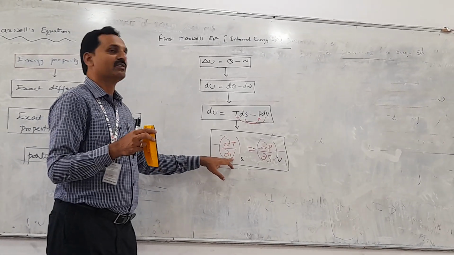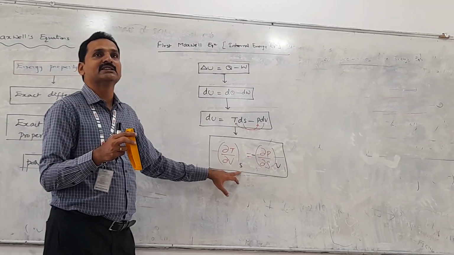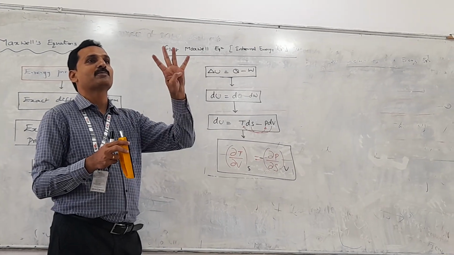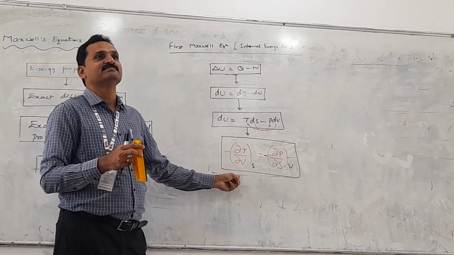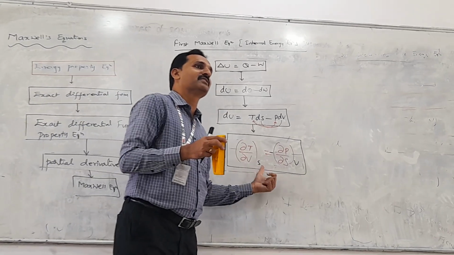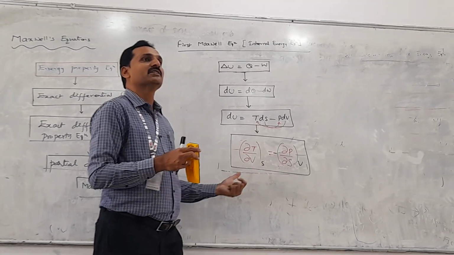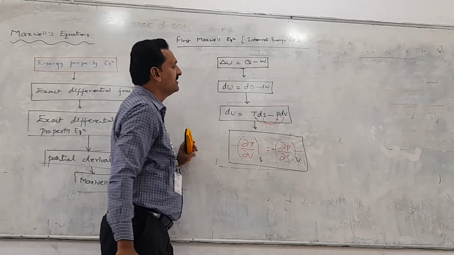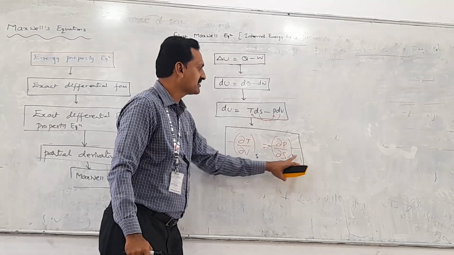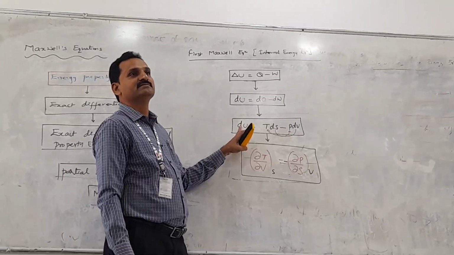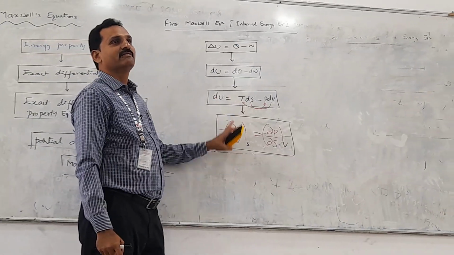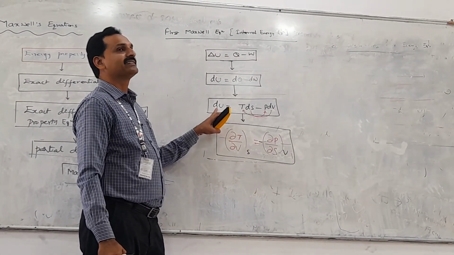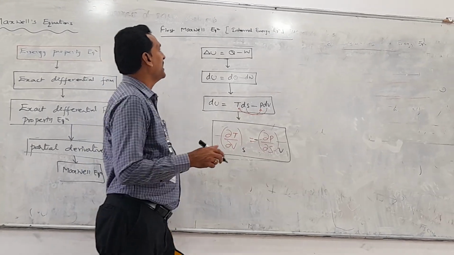If you know T or P, the two, at constant entropy you can measure dU directly. Four properties, we reduced to two properties. That is the beauty of this Maxwell equation. By using Maxwell equations, if you know temperature and volume, you can measure dU directly. Or if you know P and S at constant volume, you can measure dU directly. Okay, this is the first Maxwell equation for estimation of internal energy. Now let's see the second Maxwell equation.